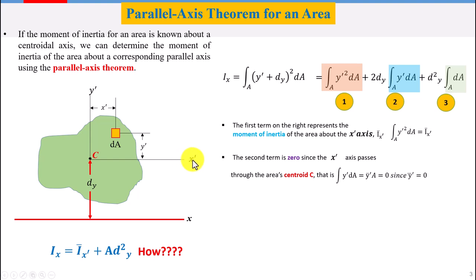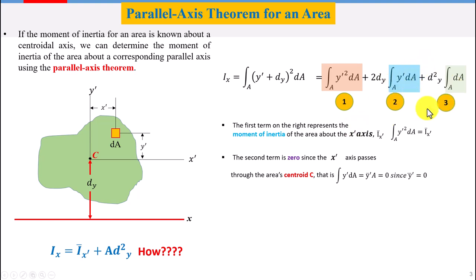Okay? Therefore, this equals zero because this y prime bar equals 0, since the x prime axis passes through the centroid, there is no distance up or down. So this term is already 0.